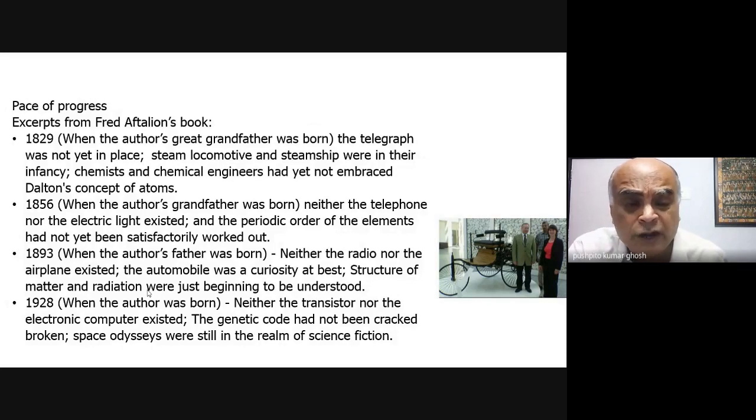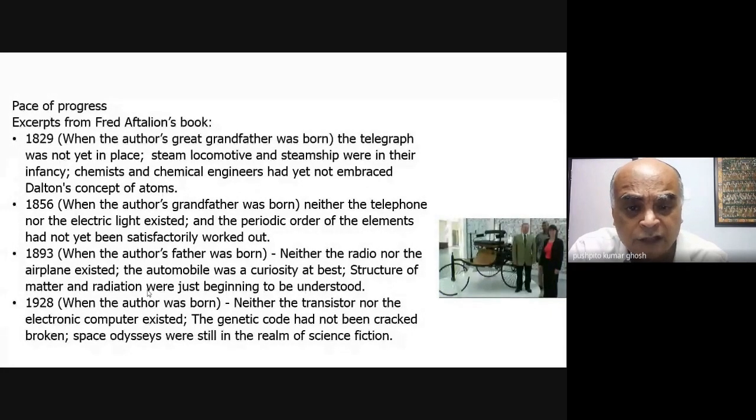You can see that it's not even 200 years. Look at the remarkable thing: because we are taught in a very sterile manner, we are all taught what is there, and we just take it for granted, but they didn't exist. Now, in 1856, when the author's grandfather was born, he says there was neither the telephone nor the electric light. The periodic table was not well known, the periodicity of elements. And even after Mendeleev came up with it, we know that there were plenty of flaws, and it had to be superseded with a better understanding of the periodic table. And we are talking about barely 170 years.